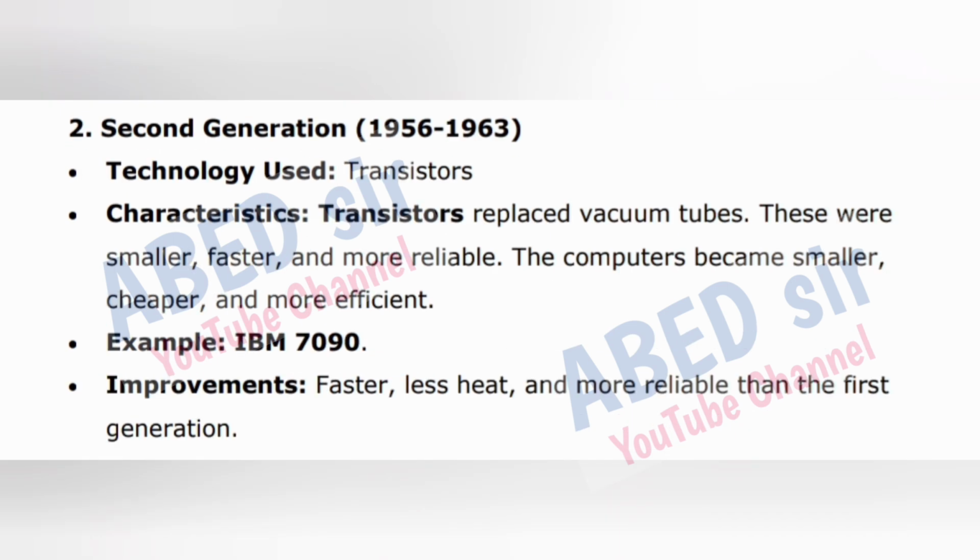2. Second generation, 1956 to 1963. Technology used: transistors. Characteristics: transistors replaced vacuum tubes. These were smaller, faster, and more reliable. The computers became smaller, cheaper, and more efficient. Example: IBM 7090. Improvements: faster, less heat, and more reliable than the first generation.